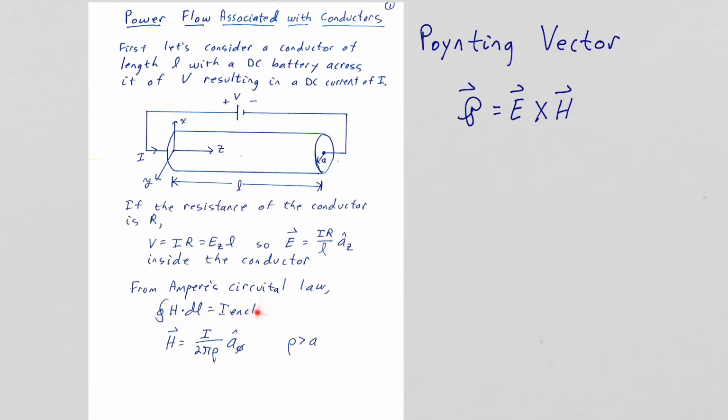Let's now apply Ampere's circuit law. So outside the resistor, the magnetic field intensity is I over 2 pi rho in the phi direction. So on the surface of the resistor, the magnetic field intensity is I over 2 pi A in the phi direction. So we have the electric field intensity and the magnetic field intensity on the surface of the resistor.